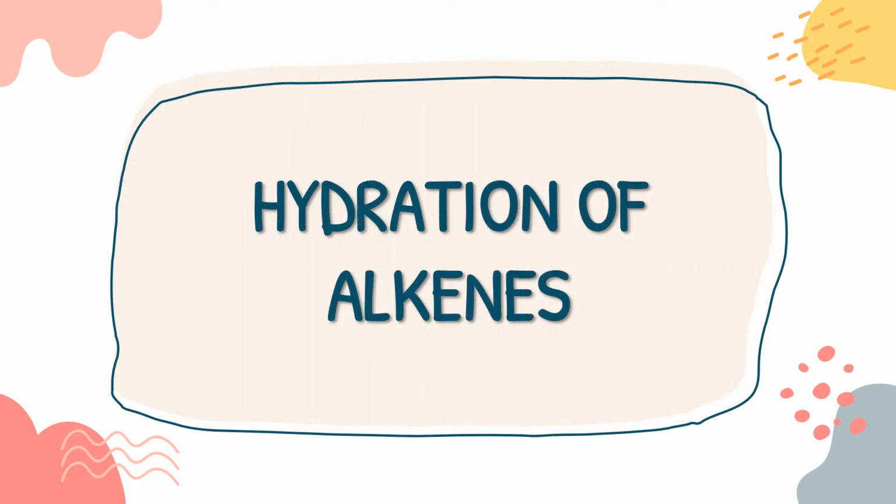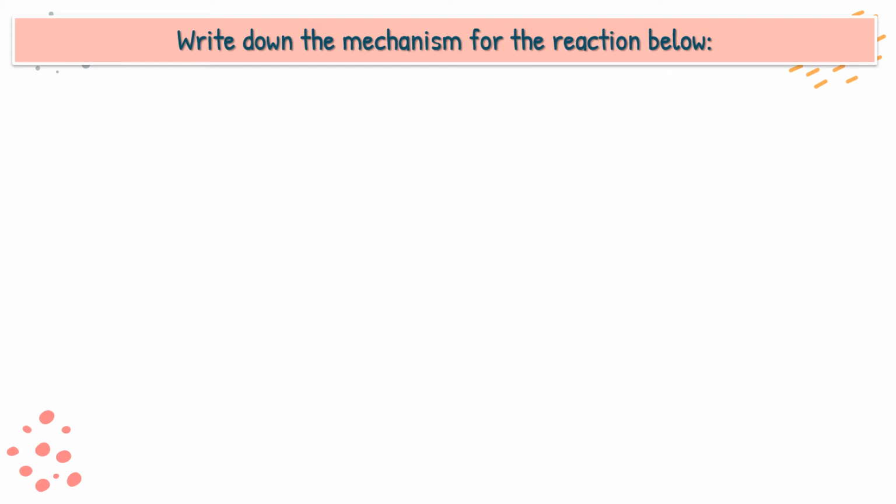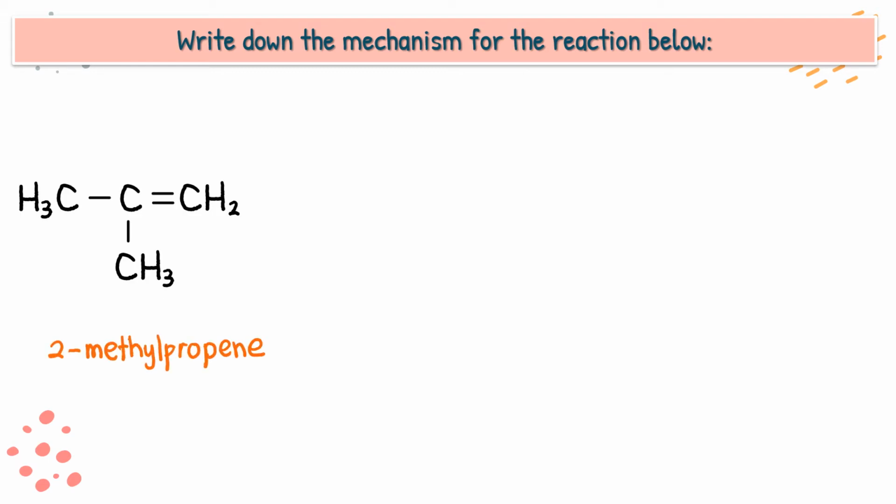In this video, we're going to look at the mechanism for hydration of alkenes. This is example 1 for the mechanism for hydration of alkenes. Now let's take a look at example 1, where our molecule is 2-methylpropene, and we react it in acidified water.